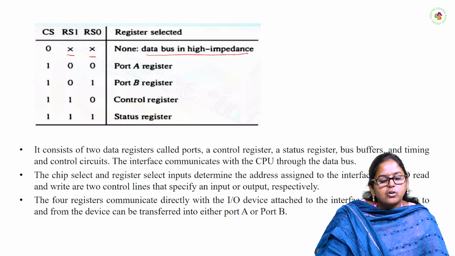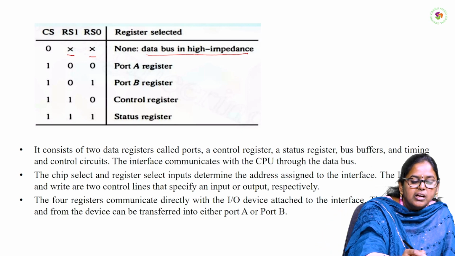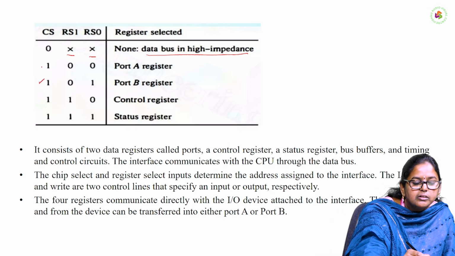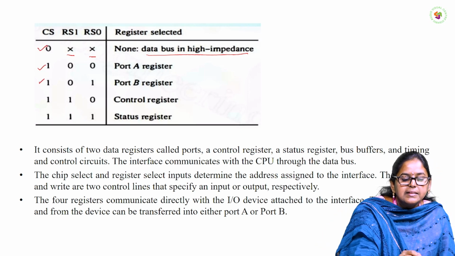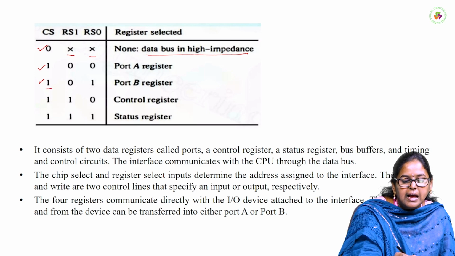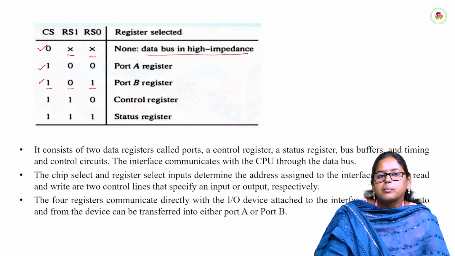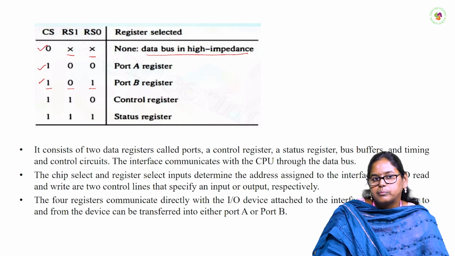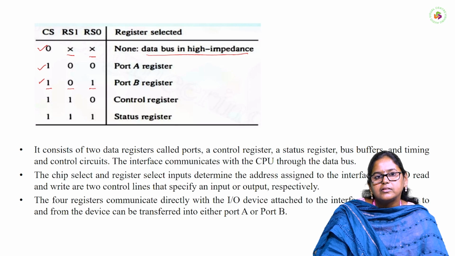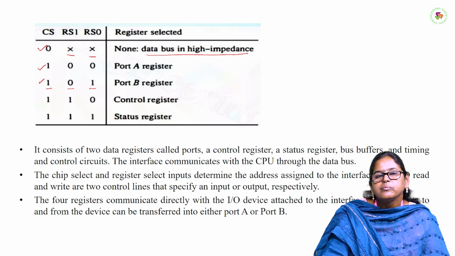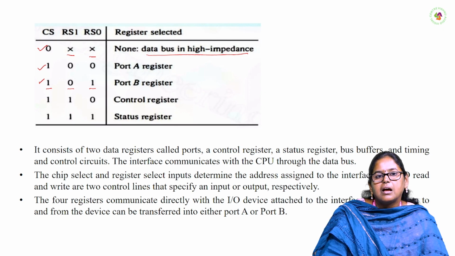Coming to the next combination, CS value equal to 1, RS1 value equal to 0 and RS0 value equal to 1. Then it selects port B as the data register for the transmission. Let us assume the processor has completed some particular computation and it wants to put the data onto any of the output devices.